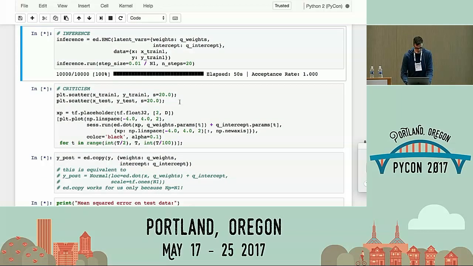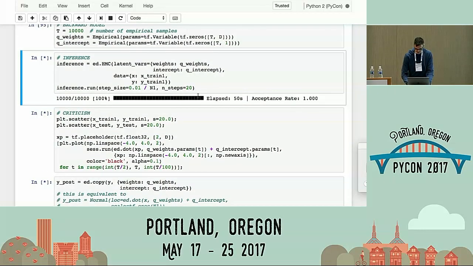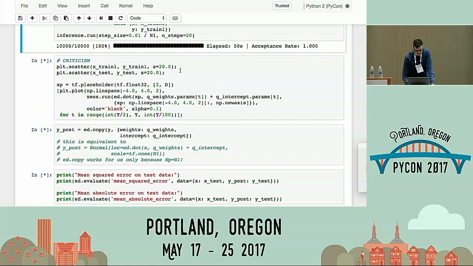All right, so inference has completed in 50 seconds. It took this time, but criticism means plotting in this case, and we're still waiting for these plots to appear. The reason this takes so long is that I'm not plotting one line, I'm plotting, I don't know, a few hundred.